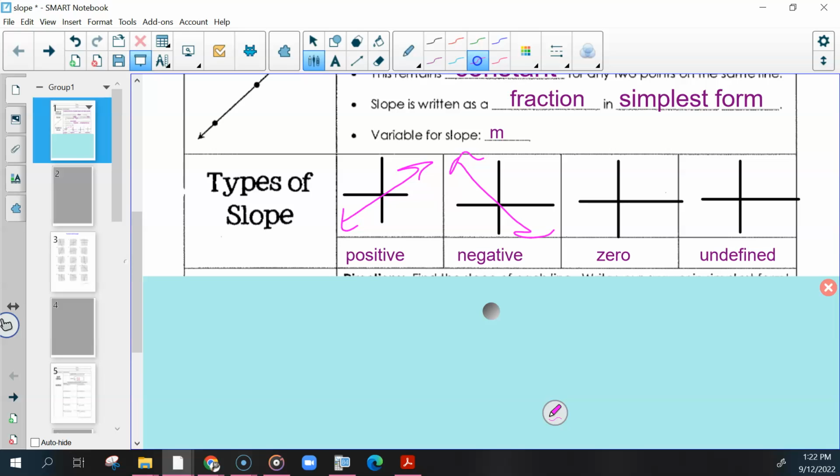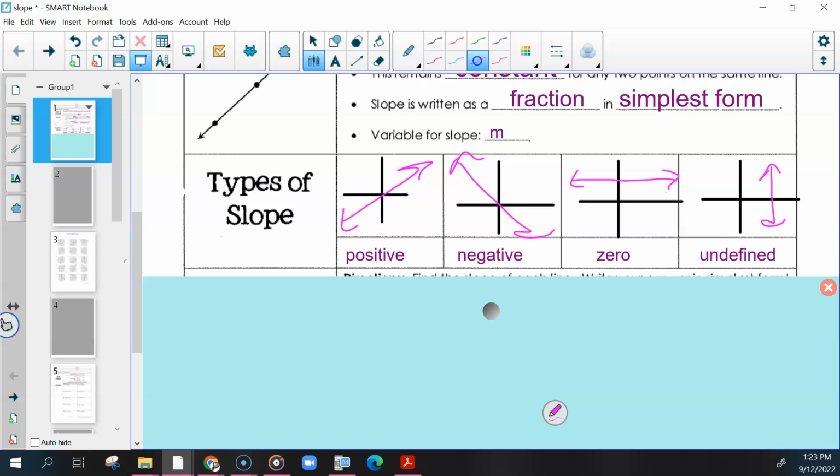0 is me walking across this floor. If you're driving along a flat road, skateboarding, skating, whatever. You do flat surface, straight, on a straight path. Undefined is going to go straight up and down. So you can think about an elevator, bungee jumping, skydiving.